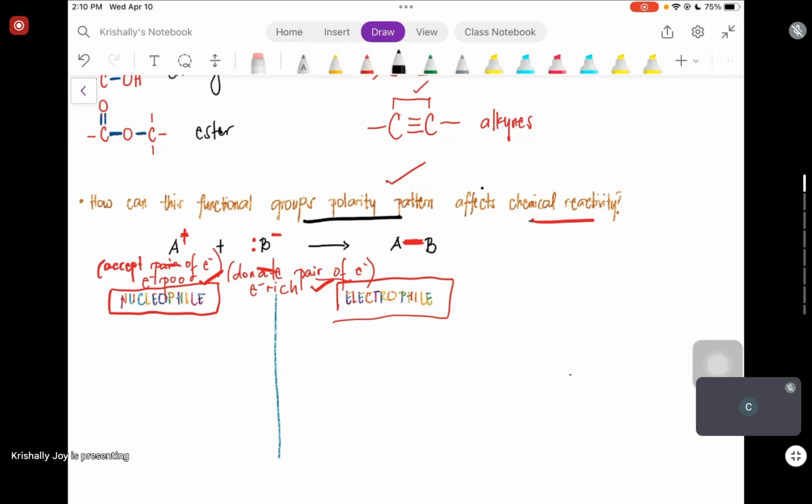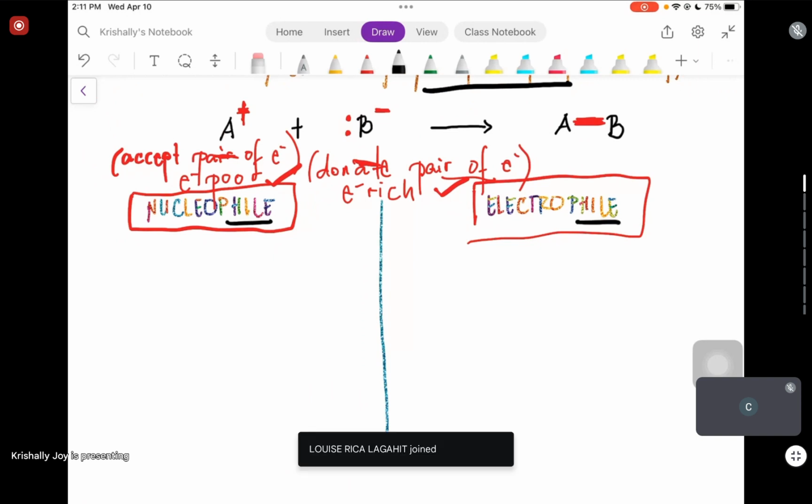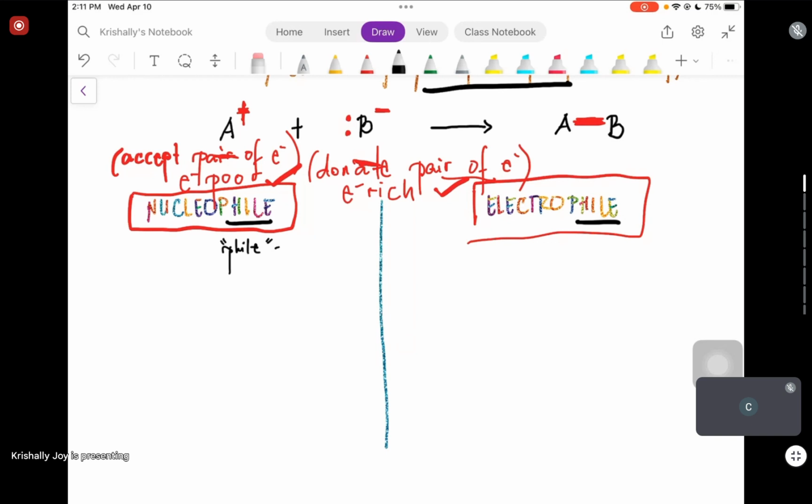You can simply understand these terms, even if you have just first heard the name, by understanding the term itself. When you hear the term "file" or "philic," it means loving. Okay, when you have encountered this word, "phile" or "philic," it means loving. So how do you understand nucleophile? You extract this root word. Where does the term nucleo come from?